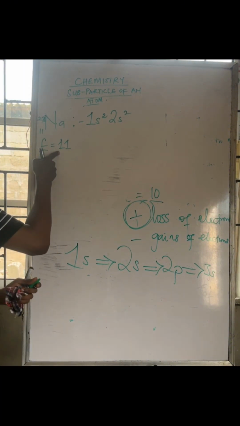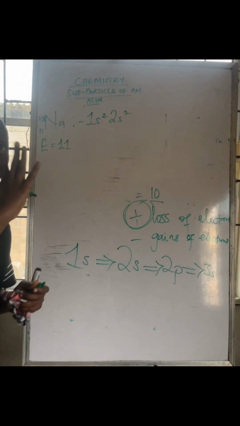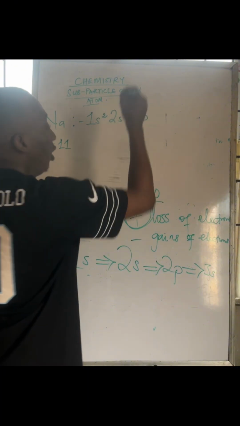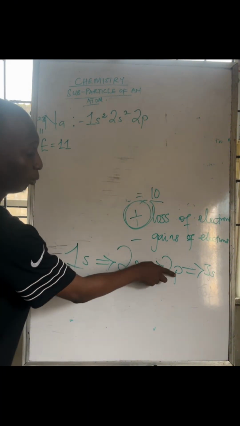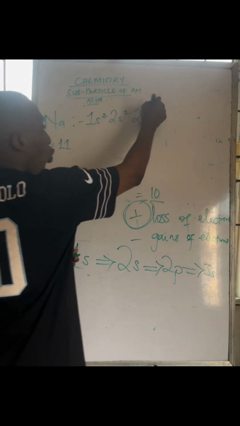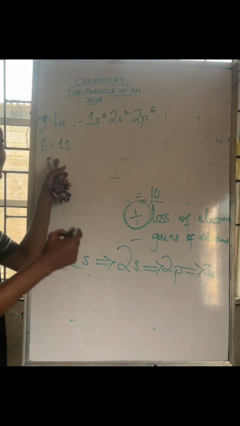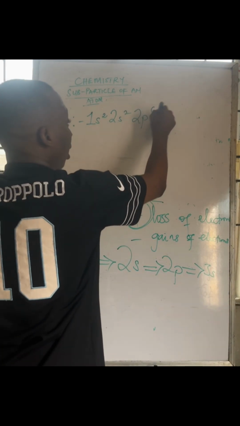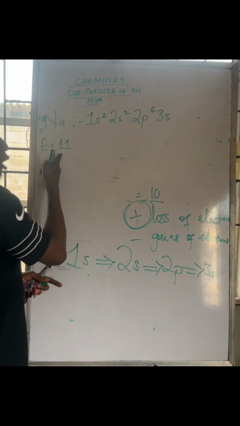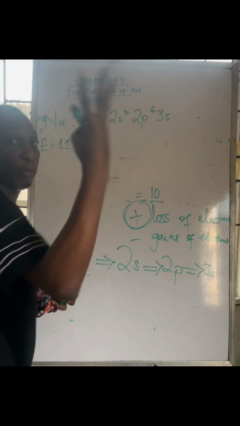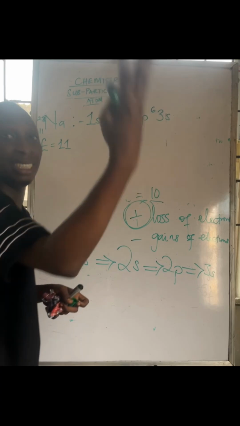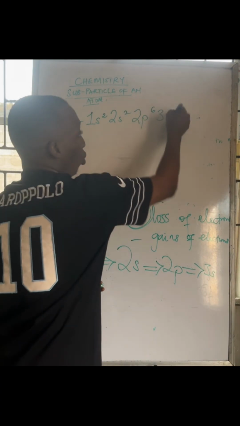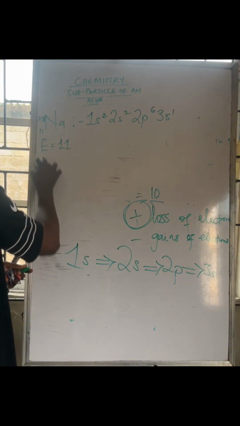And I'm going to 11. How many more is needed? I need 7 more. So from 2s to 2p, the p orbital can take a maximum of 6 electrons. 2p6. Since I still need 1 more, after 2p is 3s. Now, how many more is needed? I am going to 11. 2 and 2 is 4. 4 and 6 is 10. And how many more do I need to get 11? I need 1 more. Let's go for magnesium.